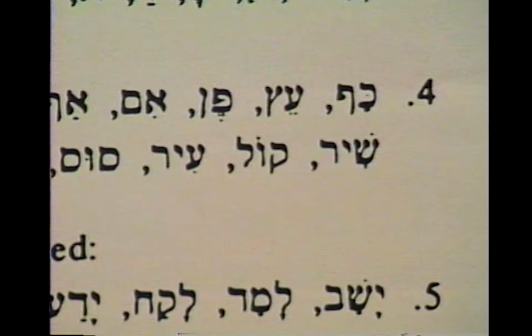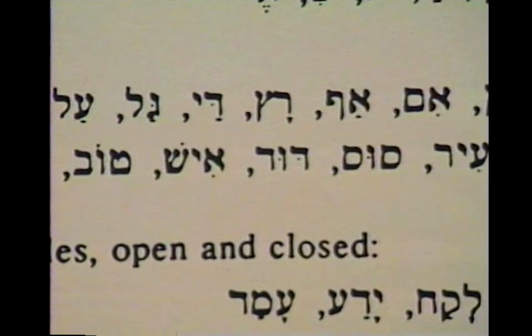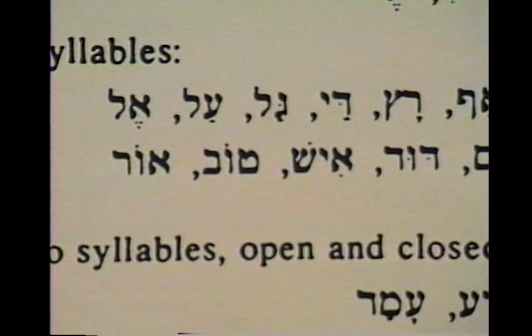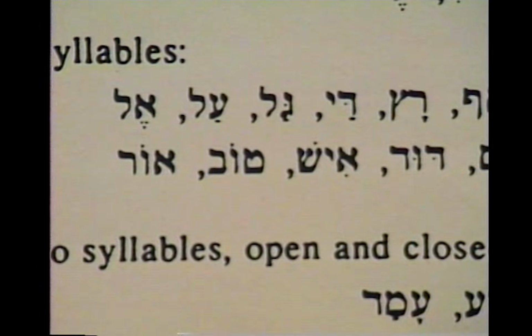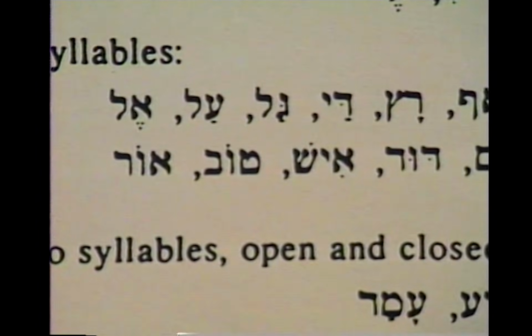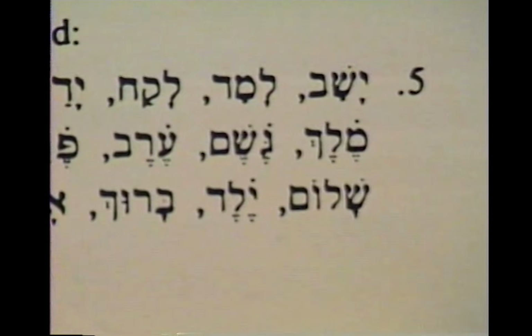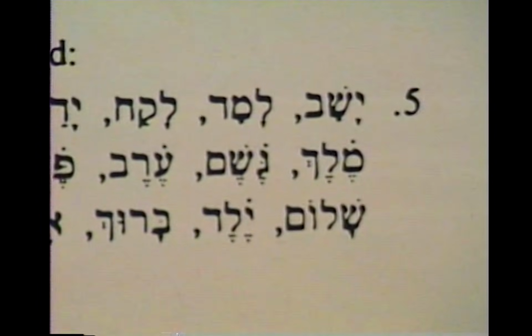All right, next line. Shear, kol, ear, sus, dude, ish, tov, or. All right, notice that these are all one syllable and it ends in a consonant, therefore is closed. All right, let's go on to C, words consisting of 2 syllables, open and closed.